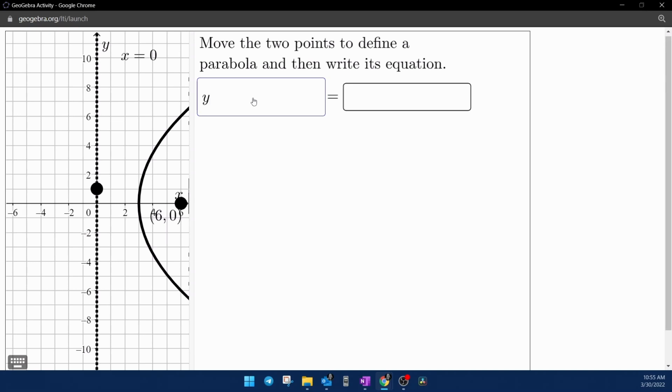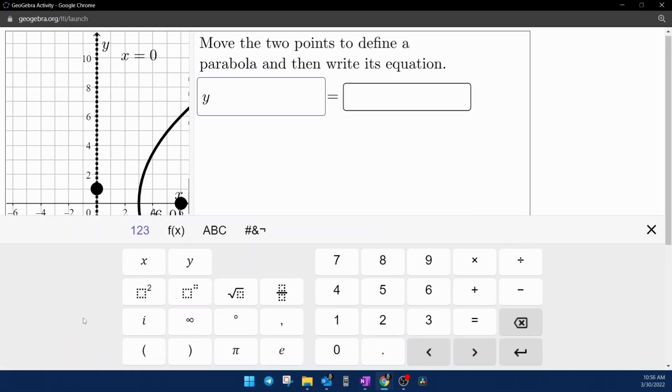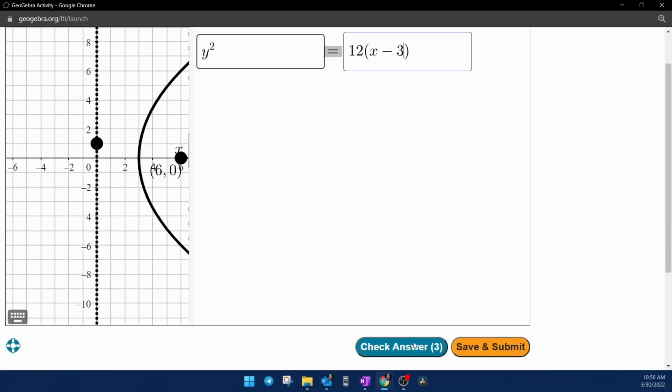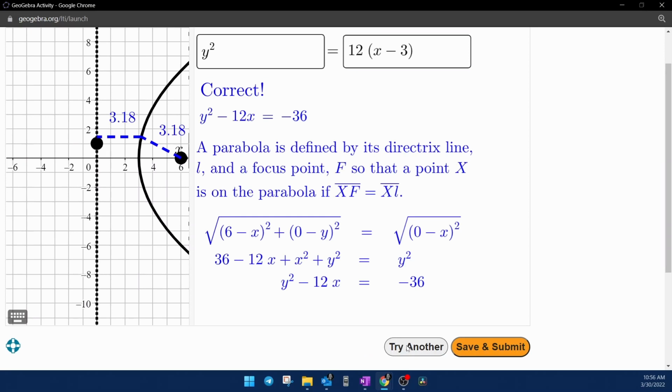That was y squared. Now to do a squared, you can do Shift 6 on the keyboard, or you can grab the keyboard in the window and do a squared. Either way, y squared equals, click in the other box, that was 12 times x minus 3, and then we need to close this, and let's check and see if we're right. Yeah, correct. So let's try another and see if we get a horizontal directrix, and then we'll do another example.